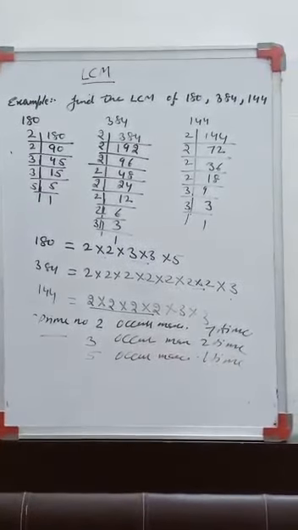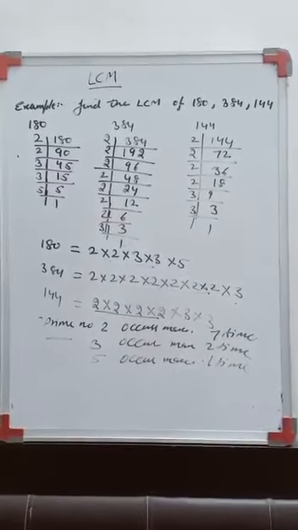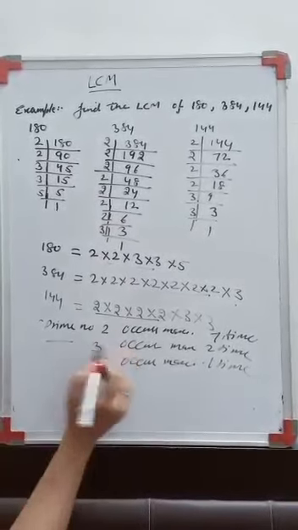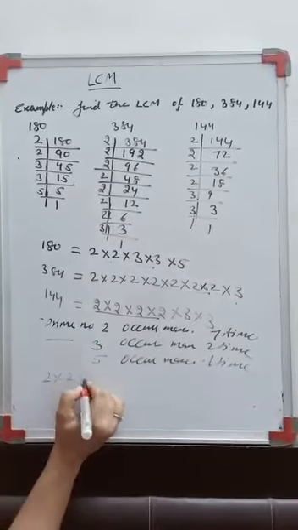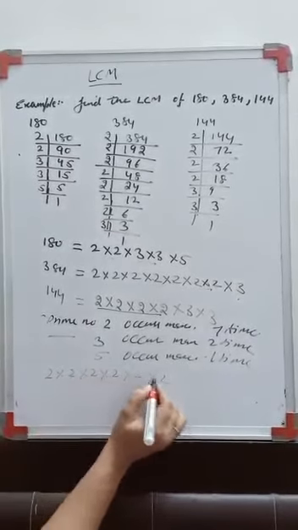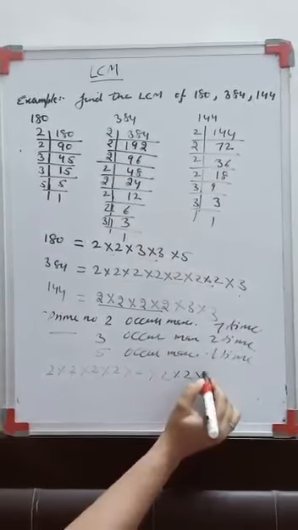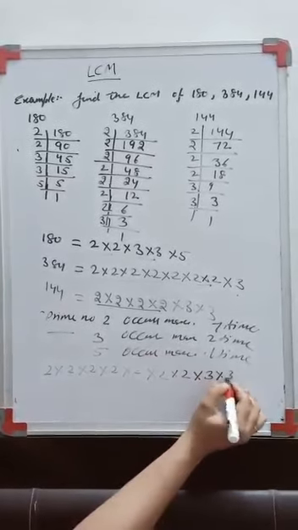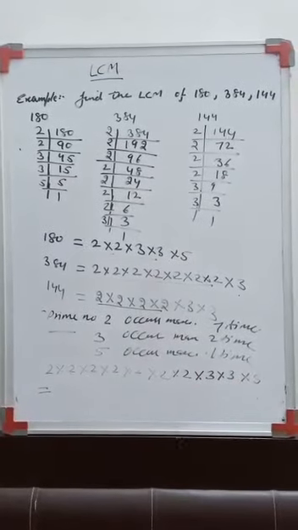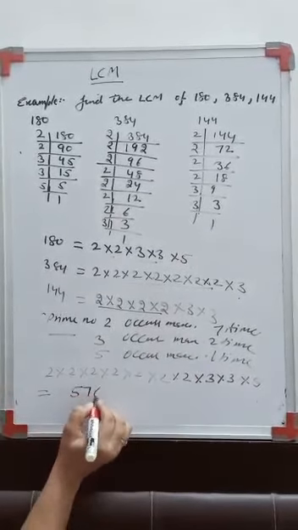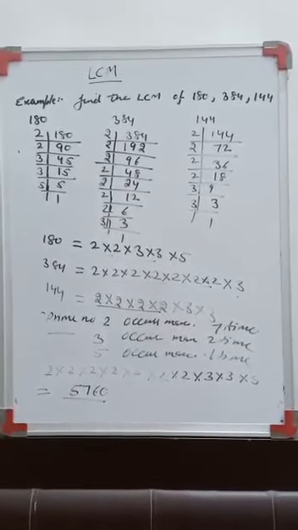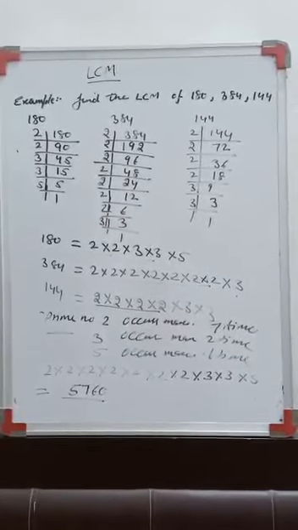So first you need to check how many times the number is occurring maximum, right? So what you will do, 2 is occurring 7 times. So write 7 times 2: 2 into 2 into 2 into 2 into 2, 1, 2, 3, 4, 5, 6 and then 7. 2 has been done. Then 3, 2 times, 3 into 3, and 5 is occurring 1 time. Just multiply out the numbers, you will get the LCM. So LCM is how much? 5760.